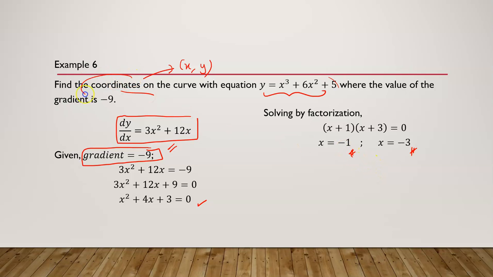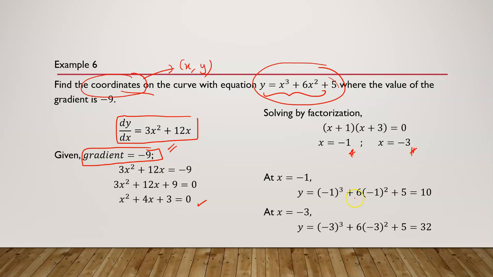They ask you to find the coordinates, so you cannot stop here. You have to find the y value. So at x equals negative 1, you substitute into this equation. When x equals negative 1, you will get 10. So one coordinate is (-1, 10). At (-1, 10), your gradient will be equal to negative 9. And then the other one is (-3, 32). So there are two coordinates that give you a gradient of negative 9 on the curve.